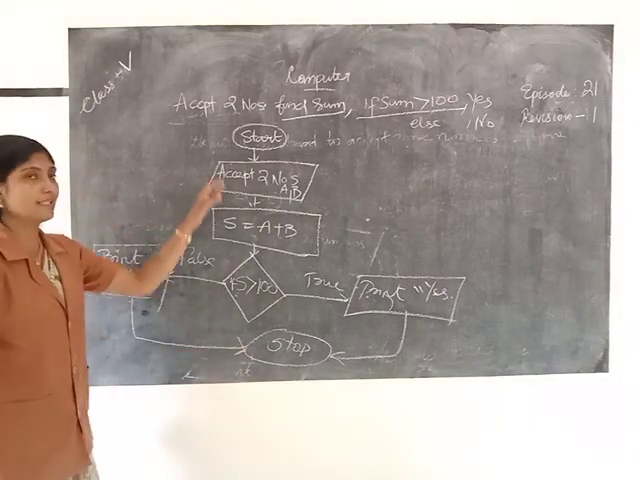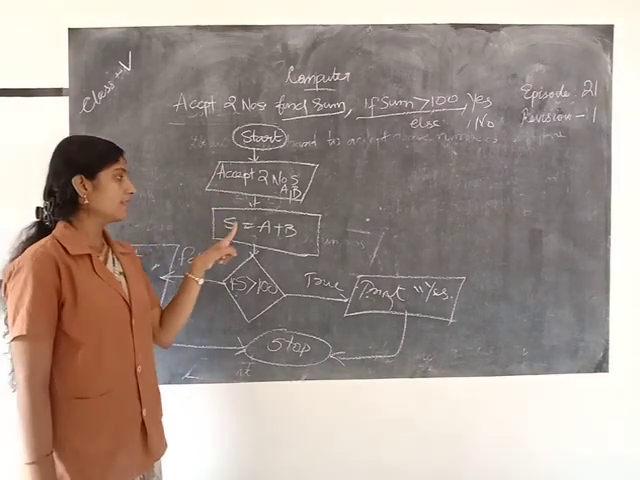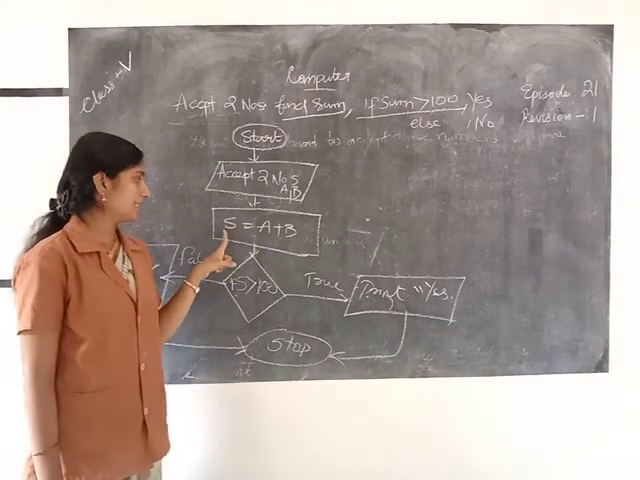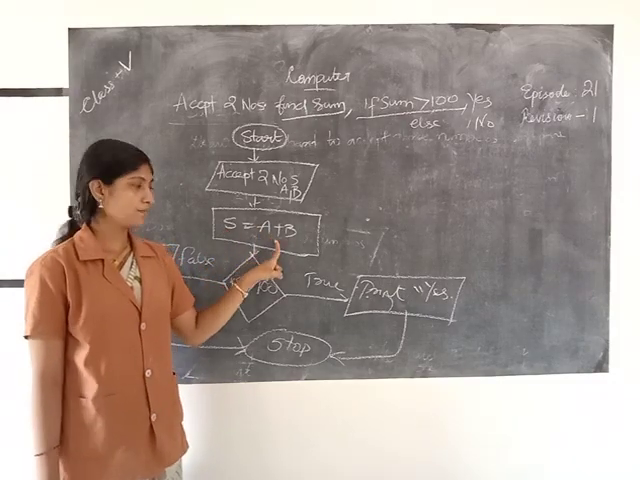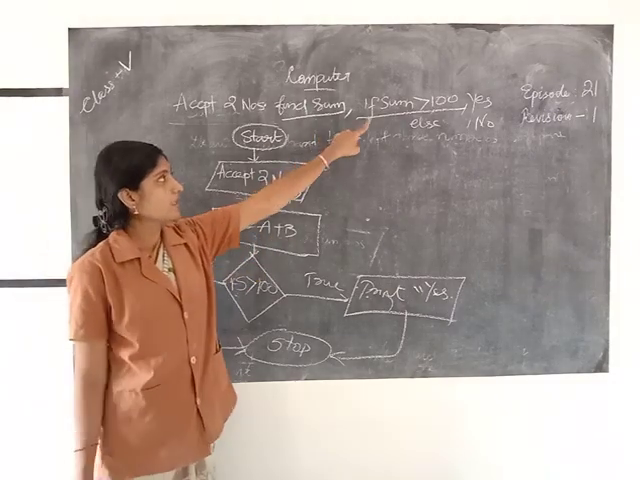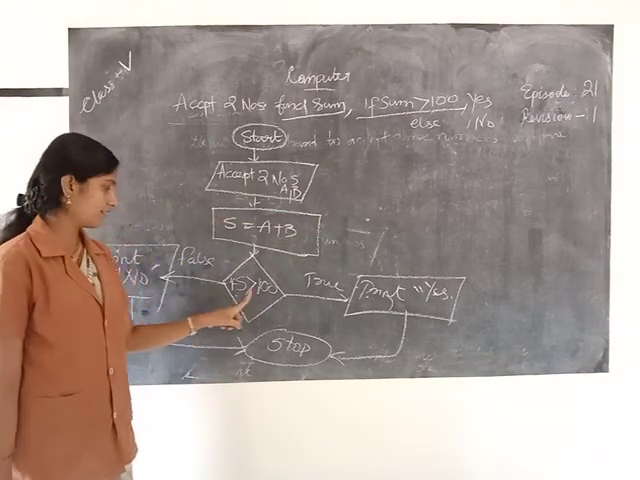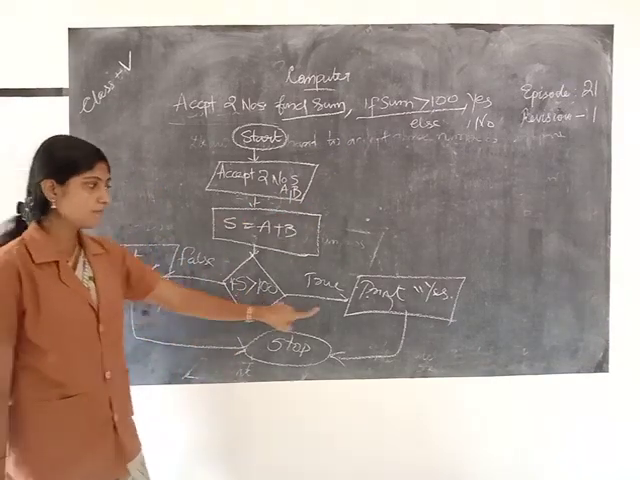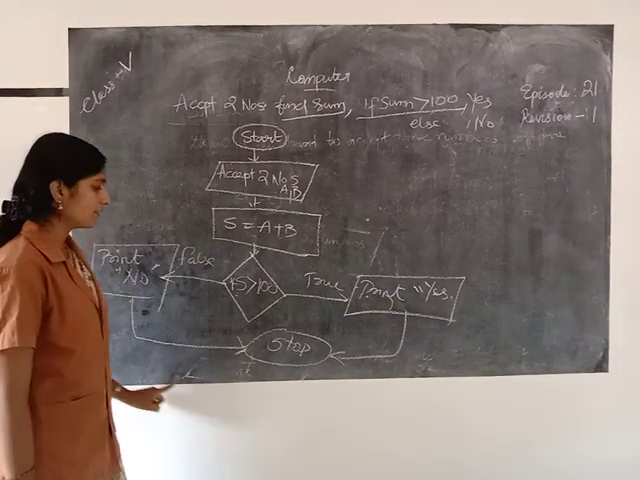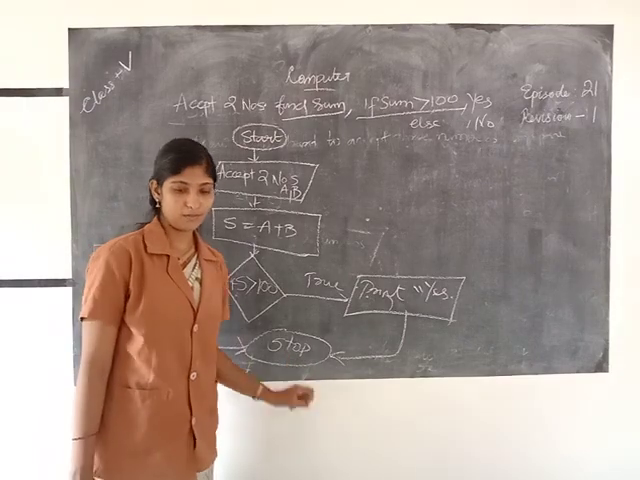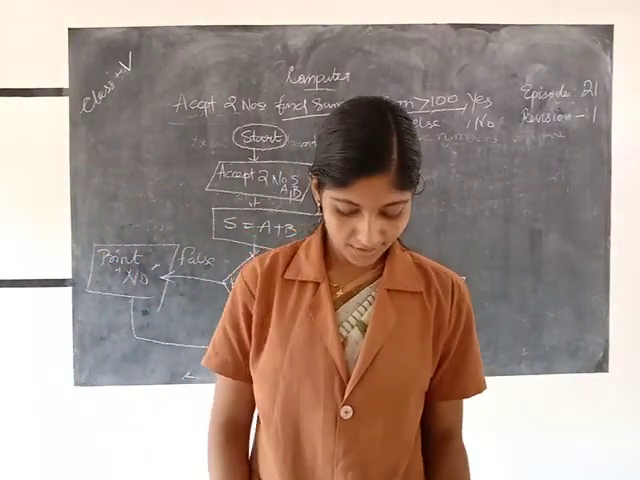So once again, first the start button, then accept two numbers, then find the sum. So let's take a variable S, adding two numbers, A plus B. Then next, if the sum is greater than 100, that is, if S is greater than 100 and it is true, then print yes, otherwise print no, then it will exit from the program. So these are all about these two chapters.